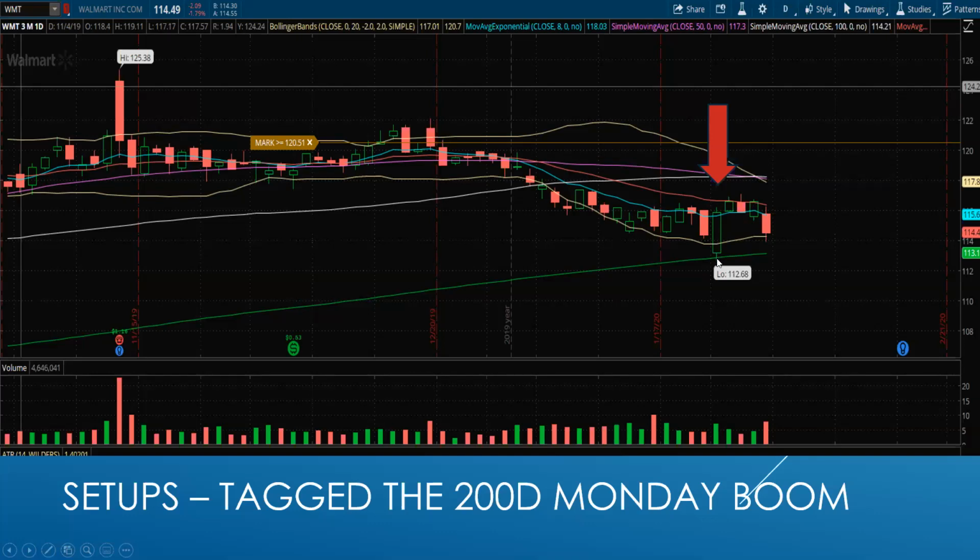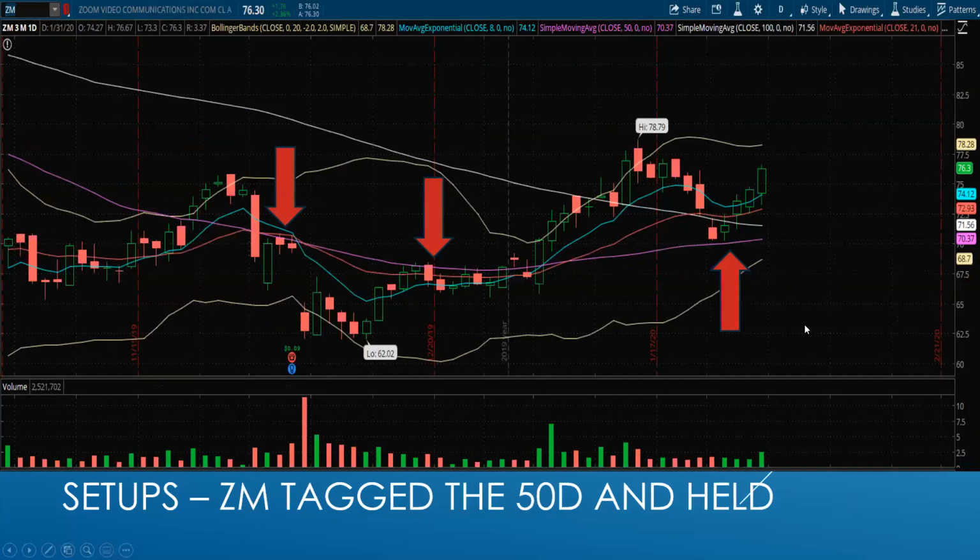Tag of a big time moving average that it has not touched for a long time, that first tag is almost always an explosive move off of it. They're going to defend it. Usually a lot of institutions set up buys on the 200-day, right, for names they like. So here you go. Here's another one, Zoom.